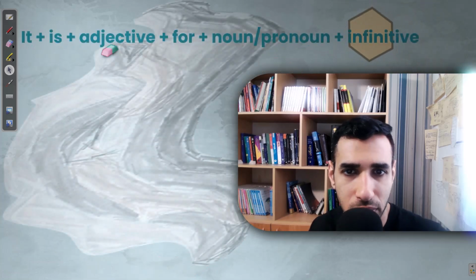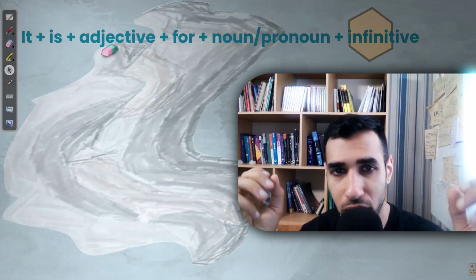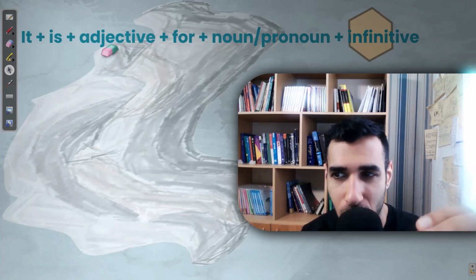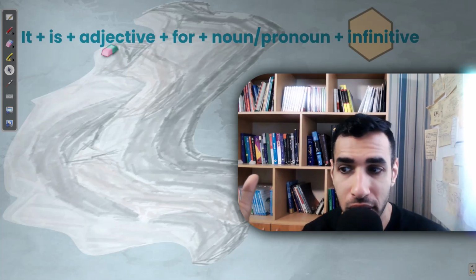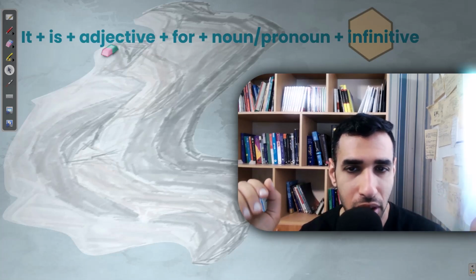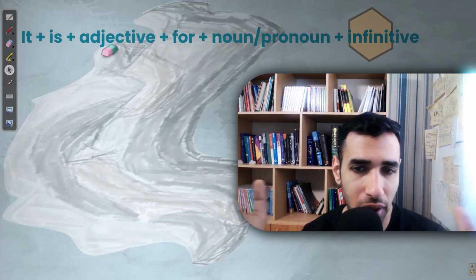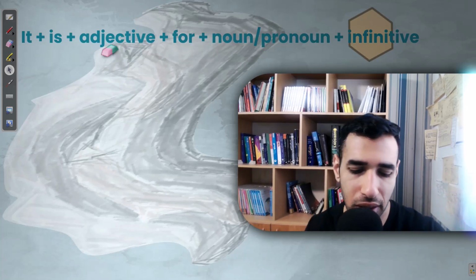Next one, it is adjective for a person. The tip that I have already mentioned, for noun or pronoun. Well, these sentences also include the phrase for someone, for a pronoun, for a person. We talk about people, what they feel, what people normally do, and these kinds of things.